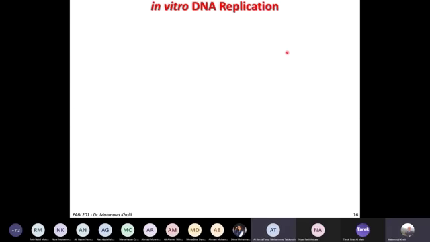So we will now talk about in vitro DNA replication. What is in vitro DNA replication? That means how you can do replication of DNA in the lab. What we have talked about in the last few slides is what is happening inside our cells, in vivo. But now we are talking about how we can mimic the process of replication in a test tube, in a lab, in vitro. There is another name for that process. We call it PCR, or polymerase chain reaction.